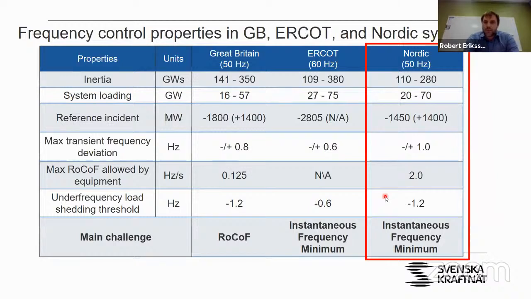And this table was previously shown by Inger, and for the Nordic system this summer we got a new record in low inertia, and we reached down to 110 gigawatt seconds. And also recently we have commissioned 2 HVDC links in Norway with the rated power of 1400 megawatts that could be reference incident for over frequency. For under frequency, we still have a nuclear power plant of 1450 megawatts as the reference incident. And the main challenge in the Nordic power system is the instantaneous frequency minimum.